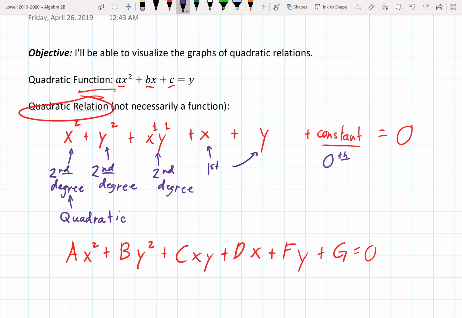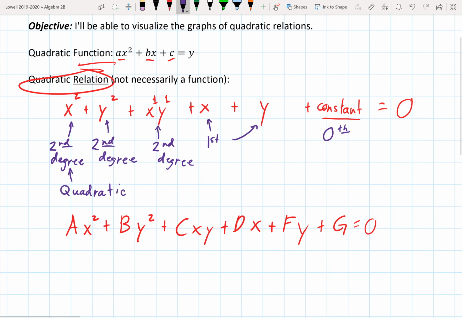The ones that we're going to look at, for the next couple videos, are going to be a case where the C term, the CXY term, is going to be equal to 0. And the reason is that the XY term actually makes the graphs really funky. And at least when we're getting started, I don't want that added level of complication. So most of the cases, that's going to be 0.